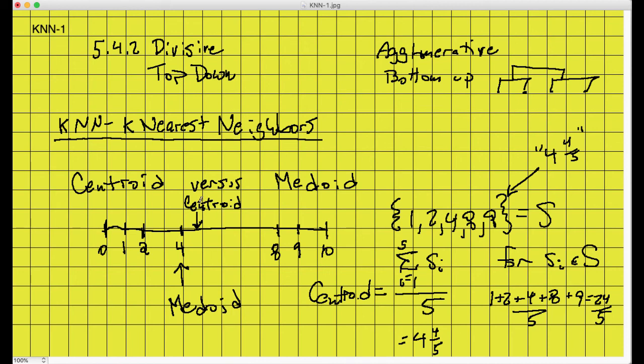So the centroid is the actual average of all the numbers in a set. The medoid is the element in the set that is closest to the centroid. Now, I just bring that up because there are different clustering algorithms employed in this section here that make a distinction between these. When we're talking about the k nearest neighbors, we're going to be looking at the centroid.